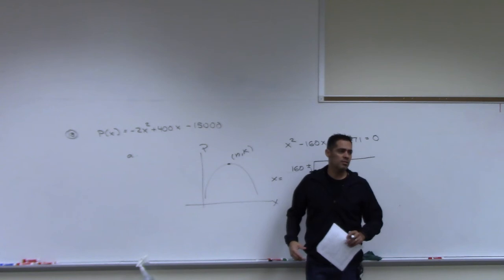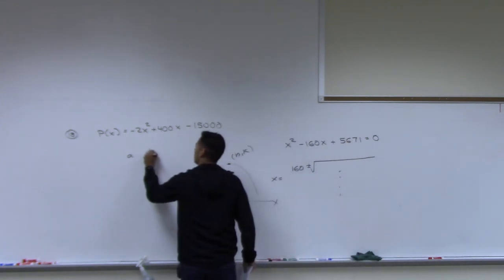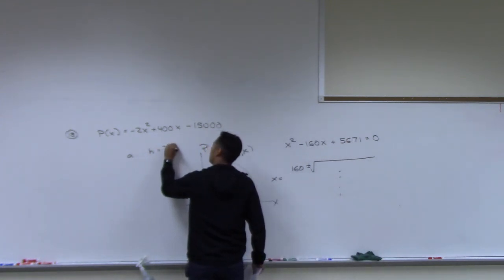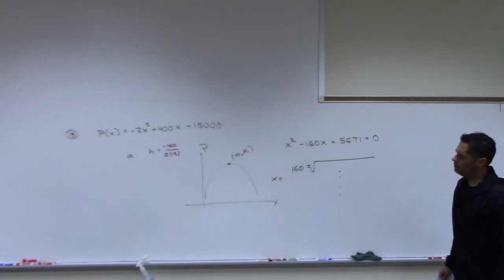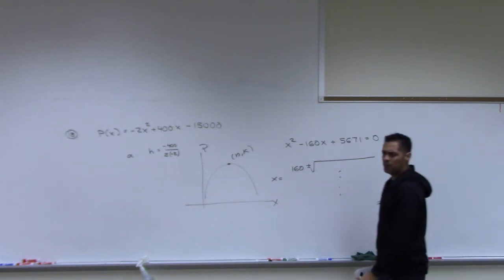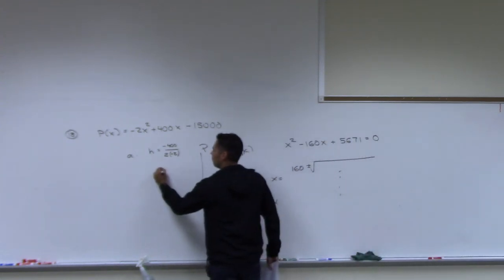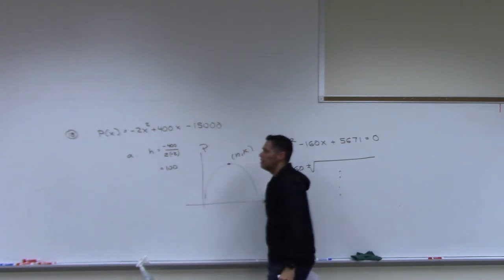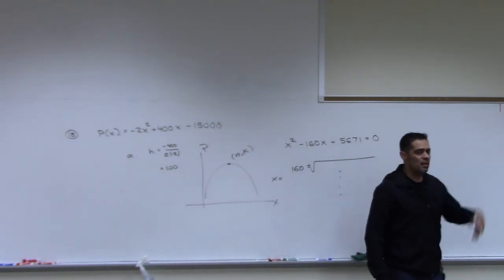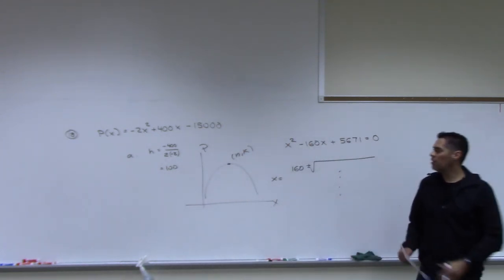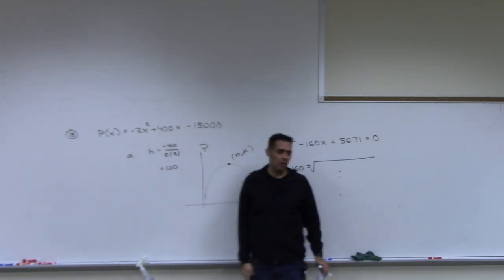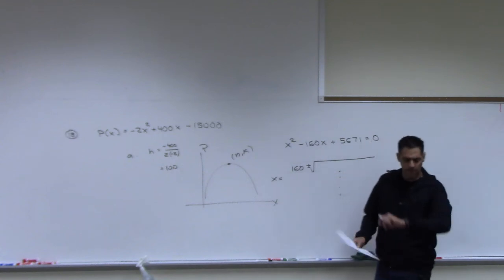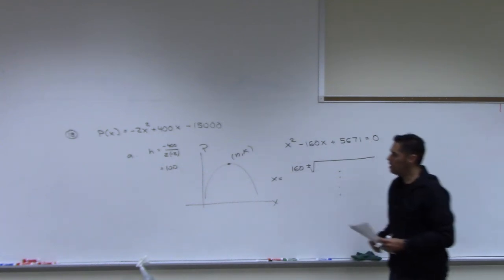So all you're going to use is the formula. h is negative b over 2a, but a is negative 2. So what is that? Negative 400 over negative 4? Positive 100. That answers part A. You've got to sell 100 products. Now look, the only reason this works is because it's a parabola. If this were not a parabola, this doesn't work. Part B. How do you get part B?